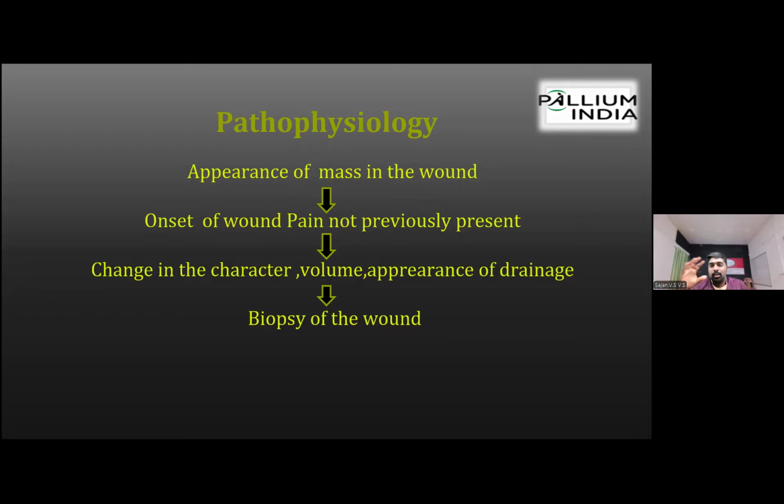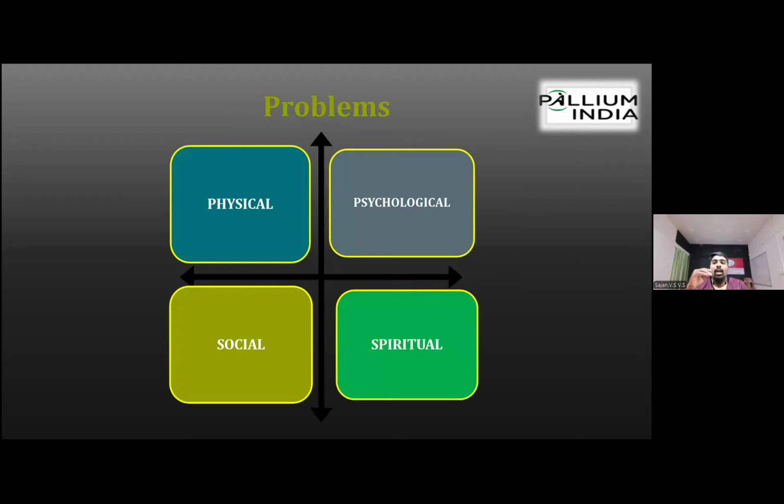So in both Marjolin ulcer and the fungating wound, we can see some problems. In every palliative care symptom, every aspect, physical, psychological, social, spiritual, there is a problem. But basically inside this fungating type of wound, we need to focus on every aspect. It's very, very important.